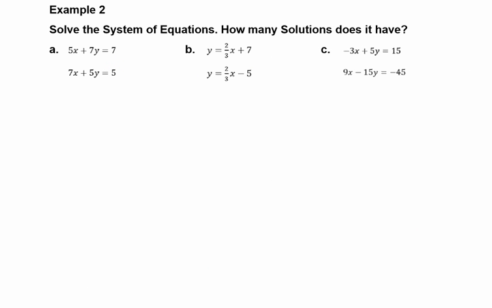Let's do just a few more examples. So for this next example, same thing. We have 5x plus 7y equals 7 and 7x plus 5y equals 5. Notice we don't have any matching x's or y's, so we're going to have to multiply. And we're going to have to multiply not just one equation, but both equations.